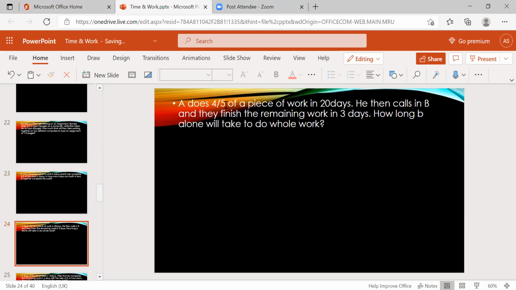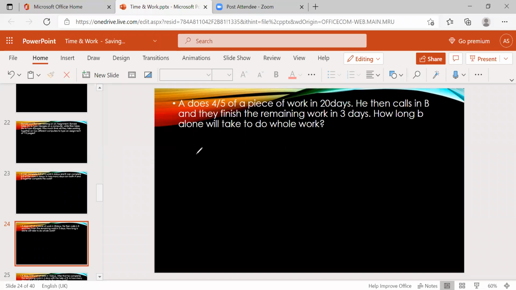A does 4 by 5 of the piece of work in 20 days. Here also they given a part of work. He then called B and they finish the remaining work in 3 days. How long B alone will take to do the whole work? Very interesting question. See, they given A's part of work, and they're asking us to find B's work. See here.